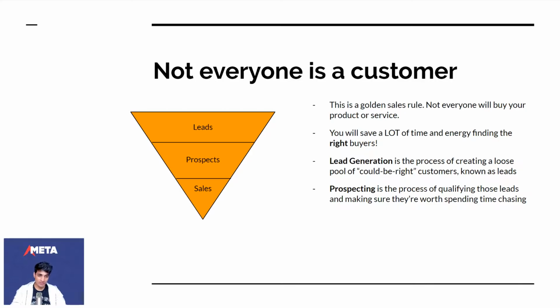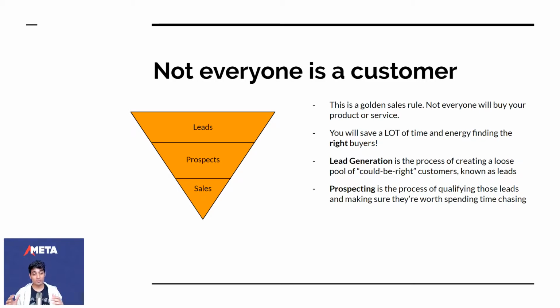Firstly, not everyone is a customer. And this is a golden sales rule, right? Not everyone in the world will buy your product and service. You can't just multiply the entire population of the world by the price of your product and say, yes, I'm going to own the world. You will save a lot of time, energy, and reputation finding the right buyers.